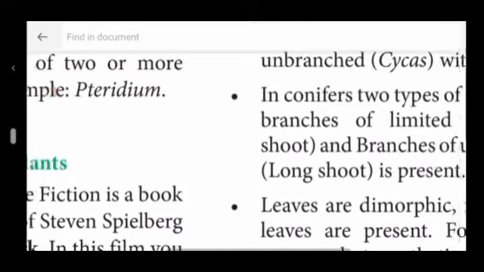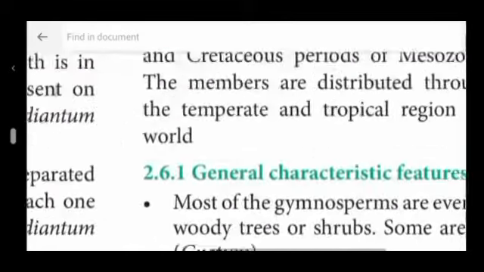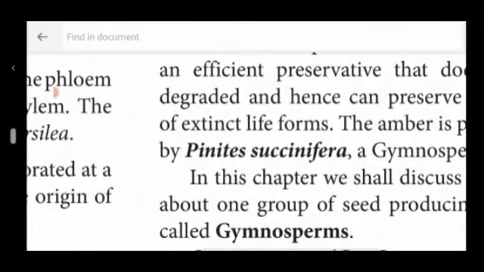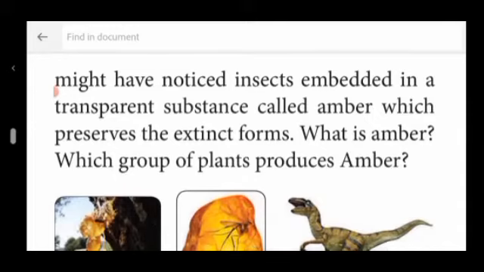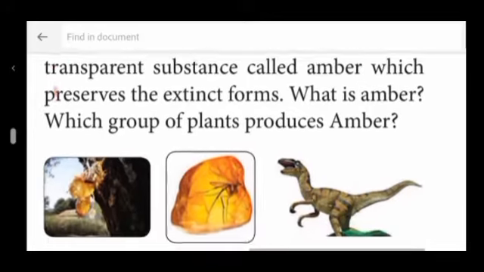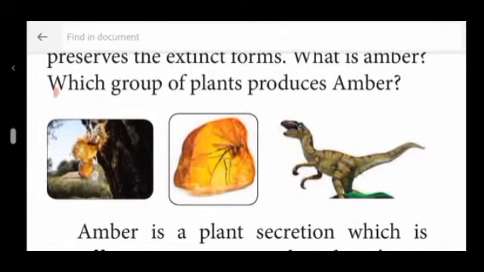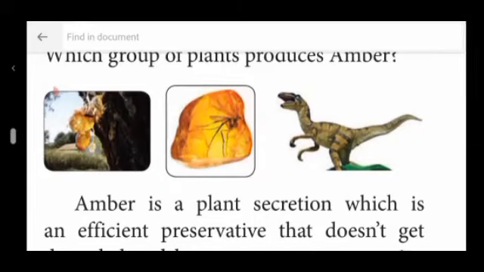In this film, the insects are embedded in a transparent substance called amber, which acts as a preservative and preserves the extinct forms. What is amber? Which group of plants produces amber?